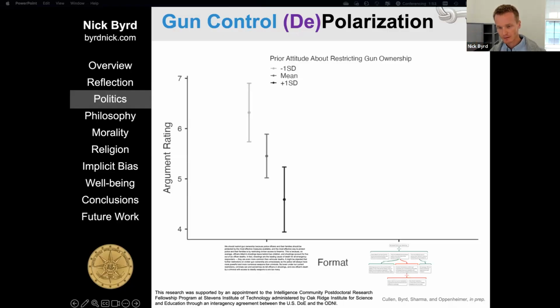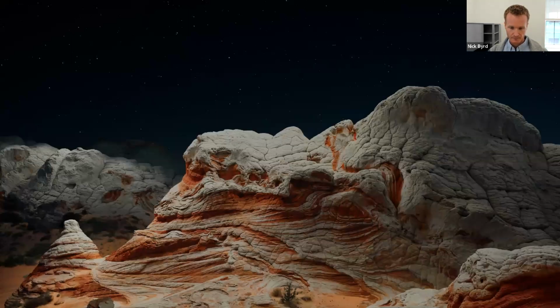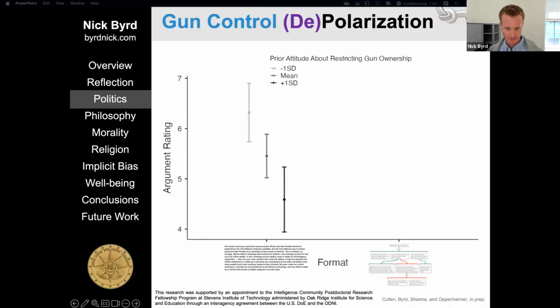So we had the map that you're seeing here in the bottom right. Okay. So the evaluations of the pro arguments about gun control varied by people's prior attitudes about gun ownership. That is, people who think restricting gun ownership is bad think the whole argument for it is bad. And people who like restricting gun ownership think that the argument for that conclusion is good. So they're evaluating the whole argument based solely on what they think about the conclusion.